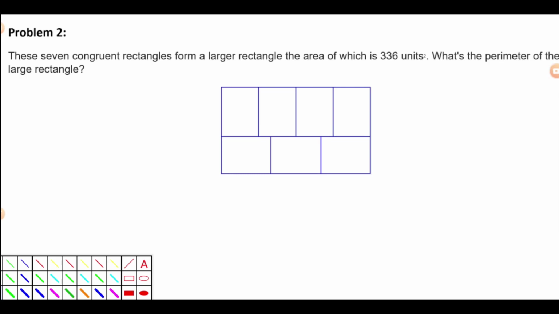It says, these 7 congruent rectangles form a larger rectangle, the area of which is 336 square units. What's the perimeter of the large rectangle? That's it. There's your problem. You have a little bit of information there, but remember, this is a critical thinking problem. You can solve it like we've been solving, possibly, or you might have to try some other ways. I don't care how you solve this problem, but I want to see your work when you're done. When you turn this in, I want it written up like we do our proofs and our critical thinking problems.